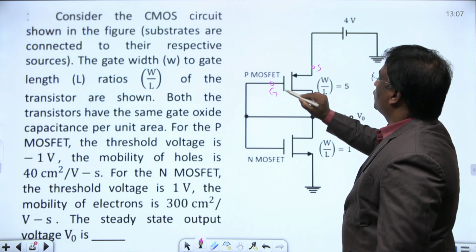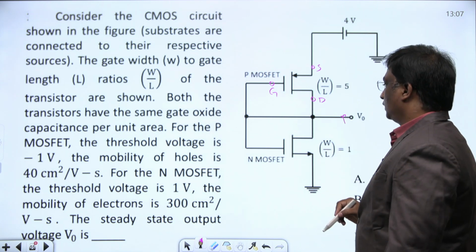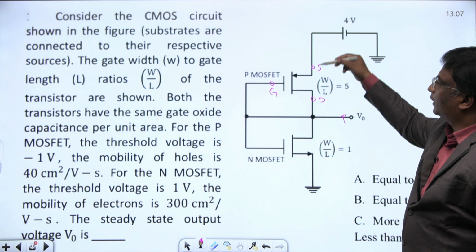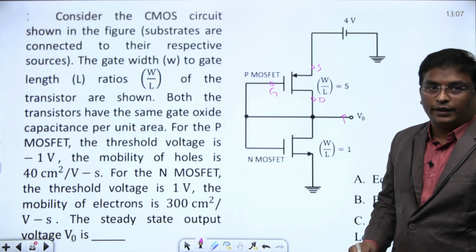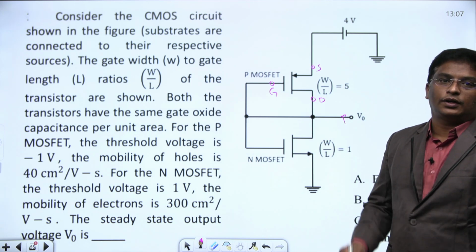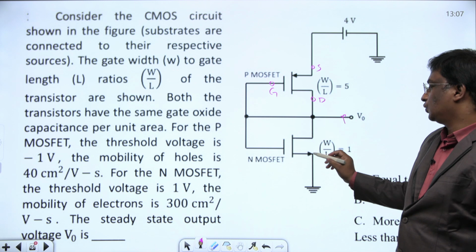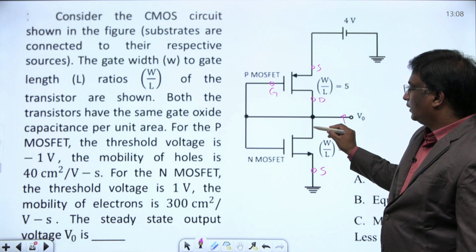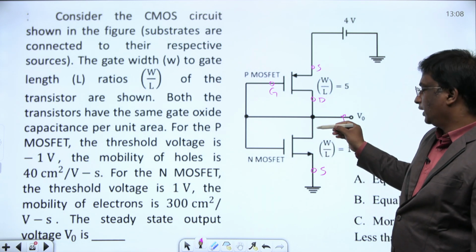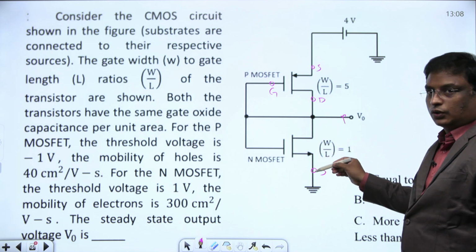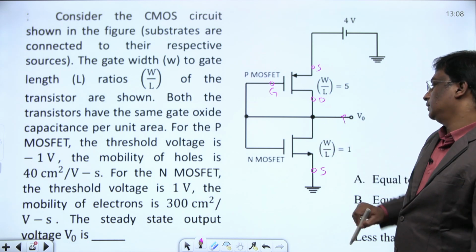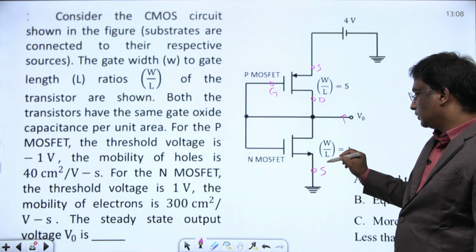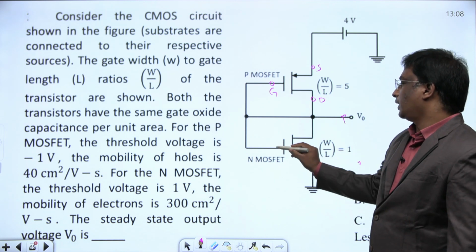In a P MOSFET, the source is always connected to the highest potential, so that charges move from source to drain. Holes move from source to drain, and current also flows from source to drain. The main point is that the source should always send the carriers and the drain should collect the carriers. In an N MOSFET, the source is always connected to the least potential, and the drain is at higher potential compared to the source. Electrons flow from source to drain, so current flows from drain to source. That's why the source is always connected to the least potential in an N MOSFET.